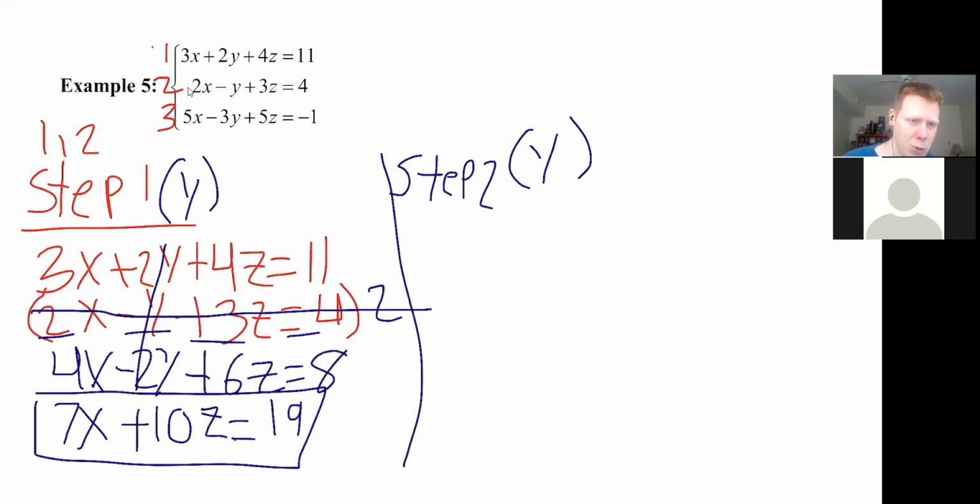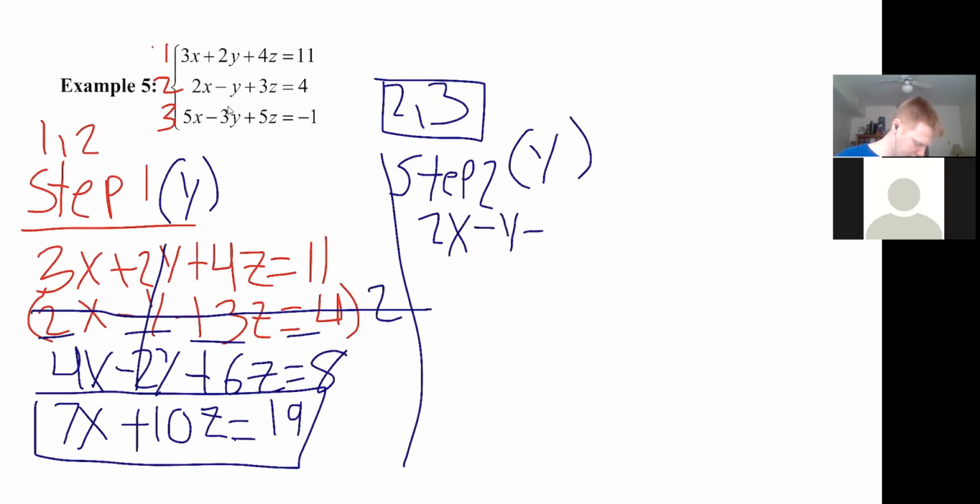But look at 2 and 3 together. I have -y and -3y. So I could get rid of the y's with just one multiplication. 2 and 3 looks like the easier pair to me. It'll make my elimination process easier. You need to make sure you pick 2 different equations, but look at both and see which one looks easier. 2 and 3, I agree with the chat, looks a little bit easier. A couple people said that.